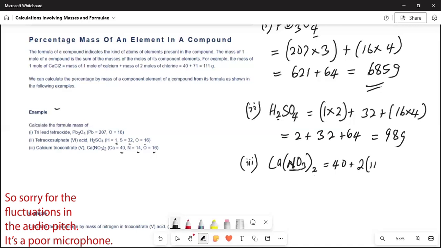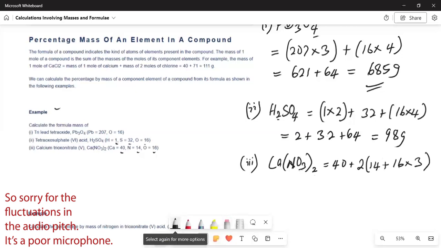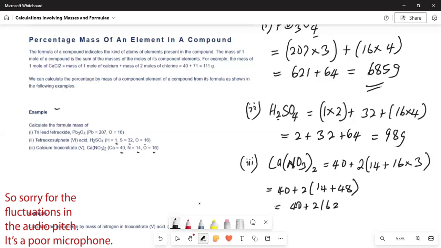So that will be 14 for nitrogen plus 16 for oxygen multiplied by the 3 atoms of oxygen. In NO3, this 3 is for oxygen, I mean, there are 3 atoms of oxygen there. So that will be 40 plus 2 times, 16 times 3 is 48. So 14 plus 48, which is 62. So this will be 40 plus 2 times 62, and 2 times 62 is 124. So that is 40 plus 124, which is 164.